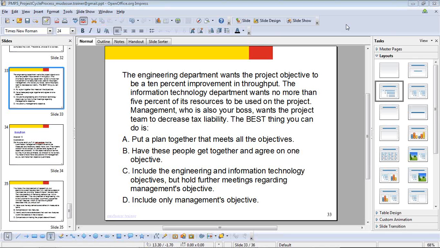Hence, D is not an option. Okay, shall I move to the next question? Now, let us not go into supposes, okay?